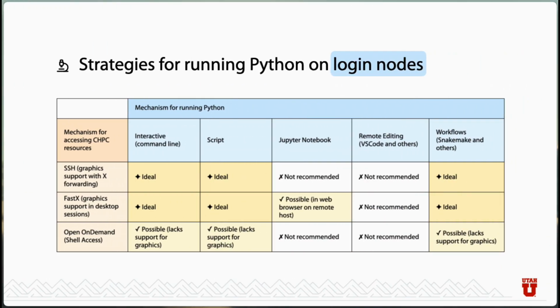So we've talked about a few different mechanisms for connecting to login nodes. We talked about SSH. You can get optional graphics support through SSH with X forwarding, which is not something I mentioned, but it is covered in the CHPC's documentation on SSH if that's something you need. You can also connect using FastX or with the shell access tool of Open On Demand.